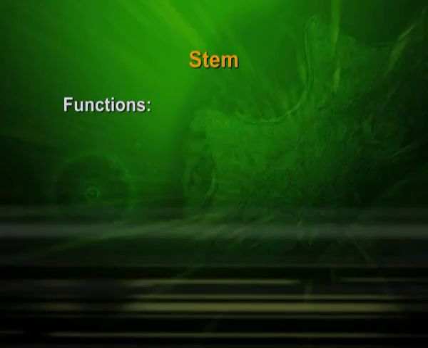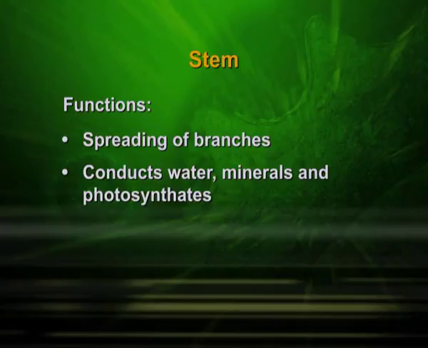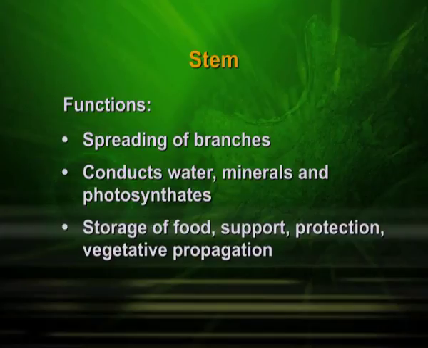The functions of the shoot. The shoot helps in the spreading of branches. It conducts water, minerals as well as photosynthate. It is also responsible for the storage of food, support, protection and vegetative propagation. The stem is also modified for various different purposes.